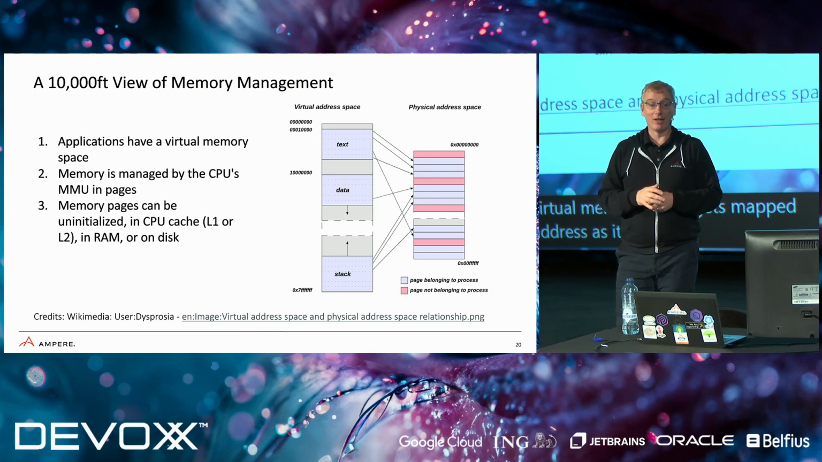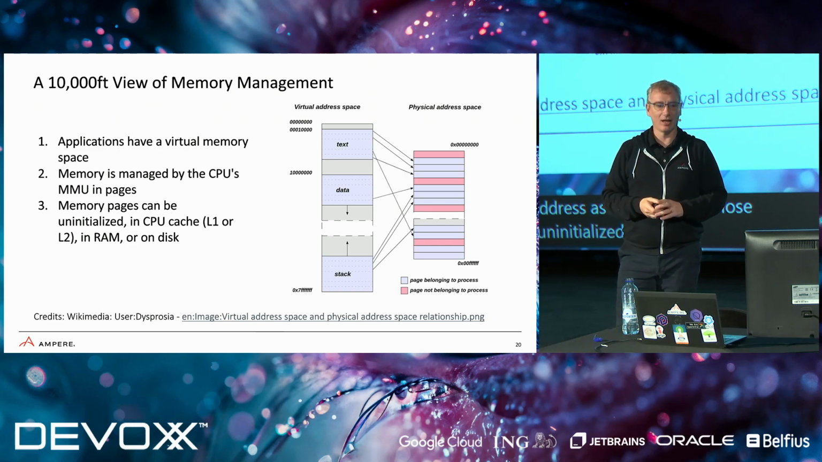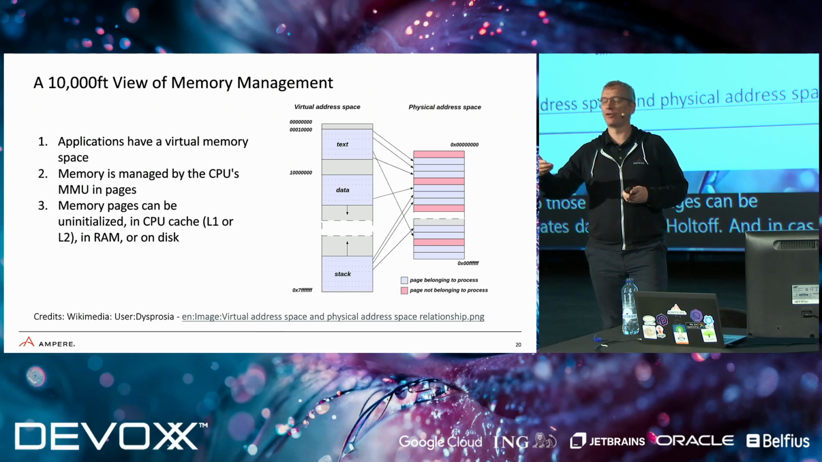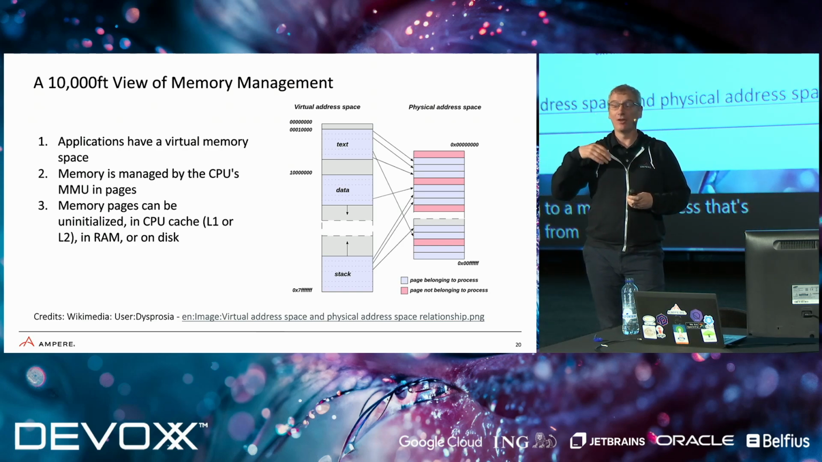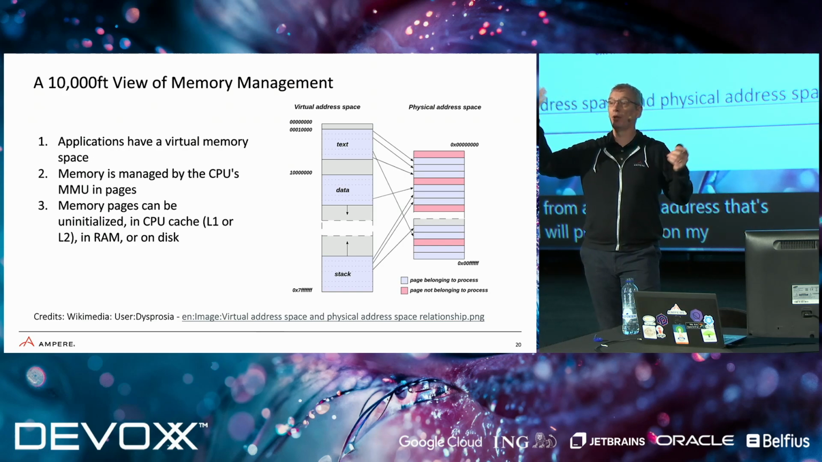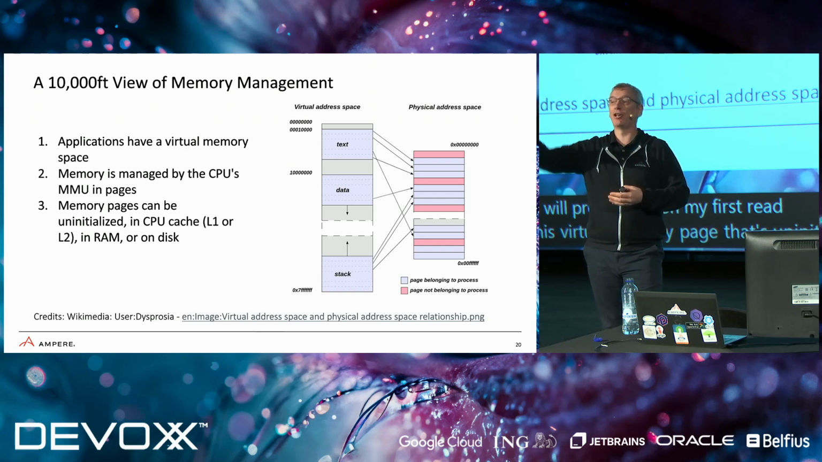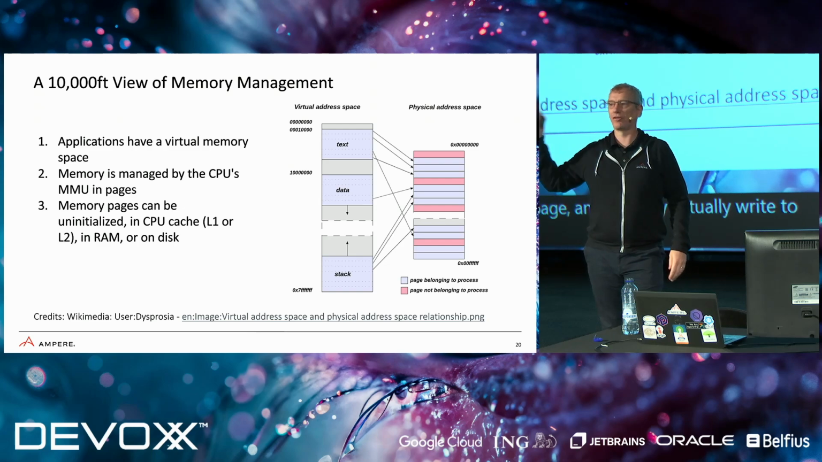So those memory pages can be uninitialized, right? I can create data out of whole cloth, and in cases where I'm writing to or reading from a memory address that's uninitialized, the kernel will provide me, on my first read, with this virtual memory page that's uninitialized, a 0 page, and will only actually write to memory when I'm actually writing data to it. It does a copy on write.